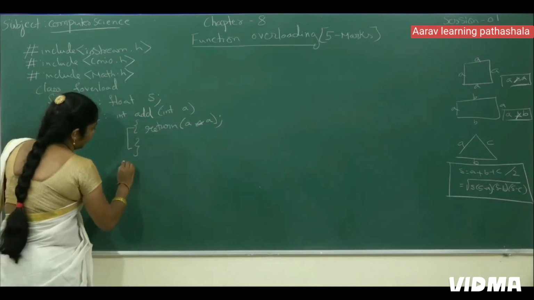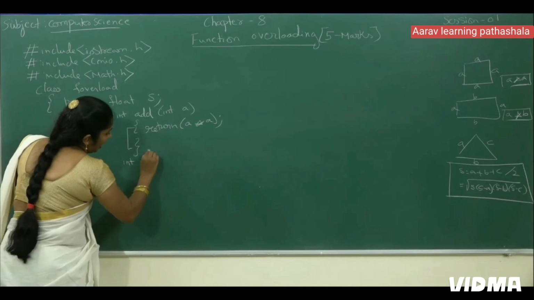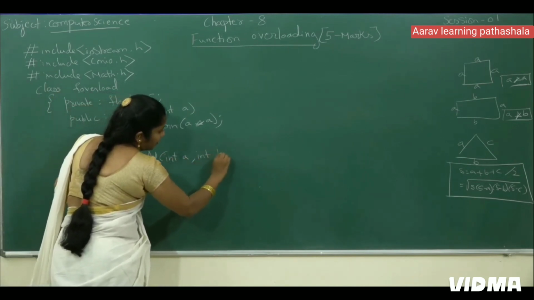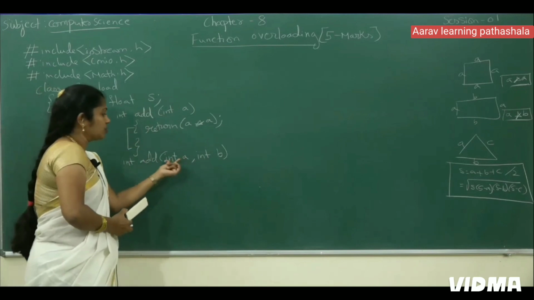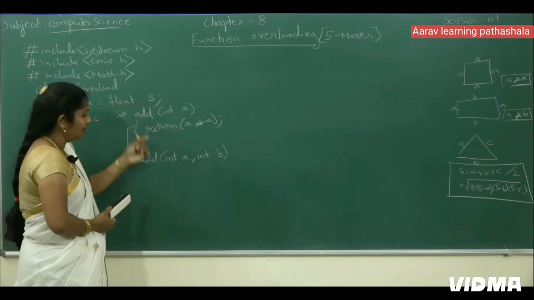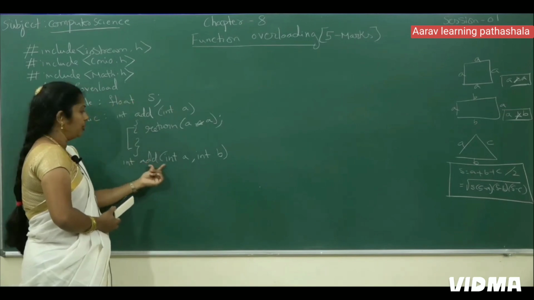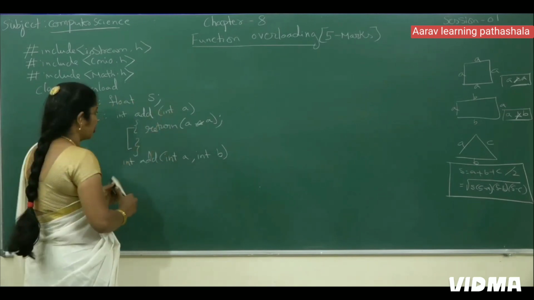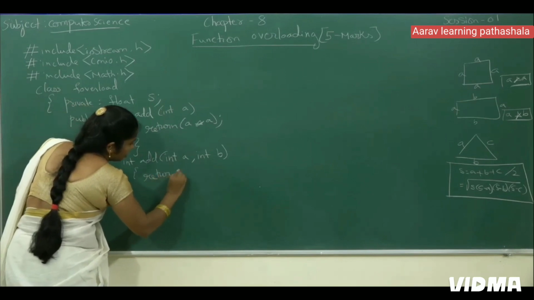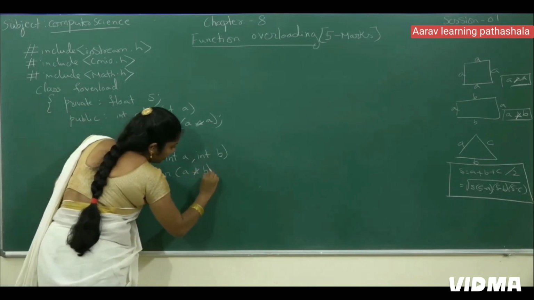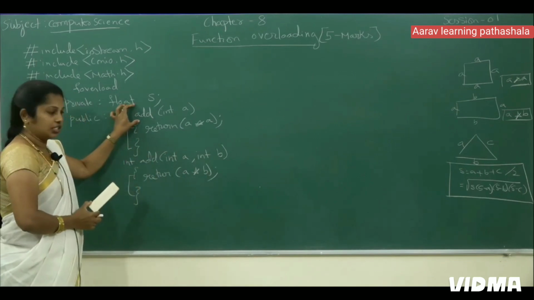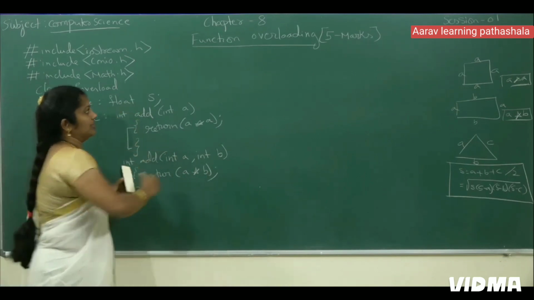Next, one more function: int add only. Here int a comma int b, two arguments, both of type integer. In the first function also the function name is add. Here also the function name is add only, but here we have two arguments, and there one argument. Here we return a into b. Close this function. So two functions we have taken, one is add, and here also one is add.